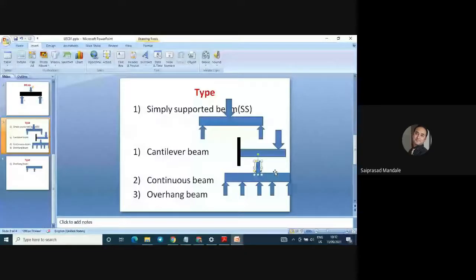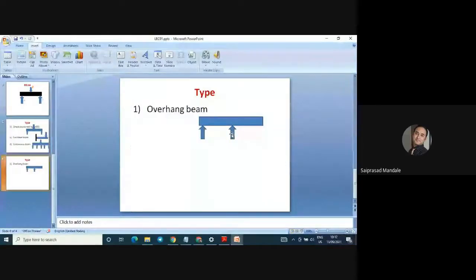In case of a simply supported beam, two extreme ends are supported. In case of a cantilever beam, one end is fixed, one end is free. In case of a continuous beam, supports are given to them. In case of an overhang beam, it is a combination of a simply supported beam plus an overhang that is a cantilever. So first to second it is a simply supported beam, and from the second support onwards it is a cantilever beam. So these are the four different types of beams.